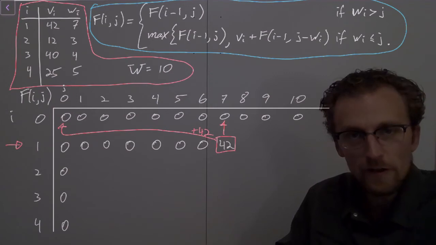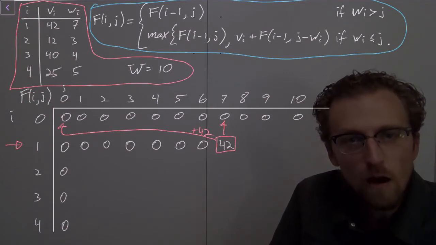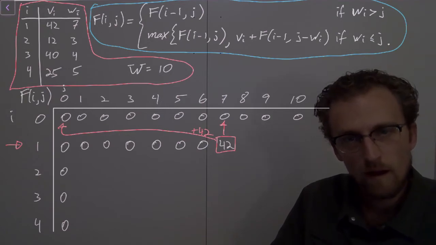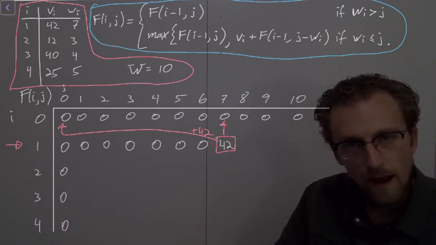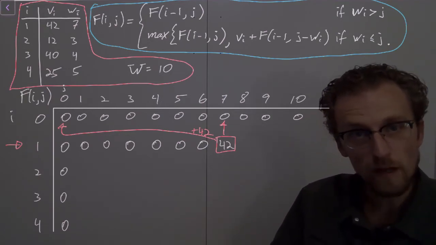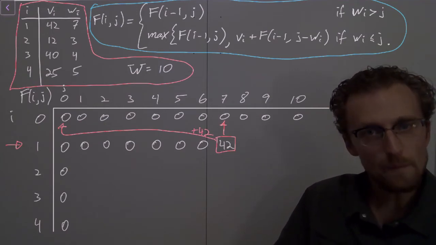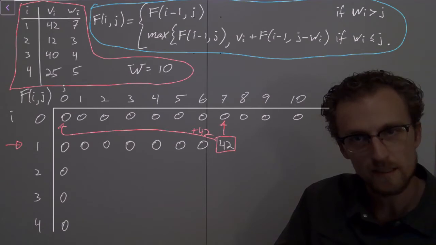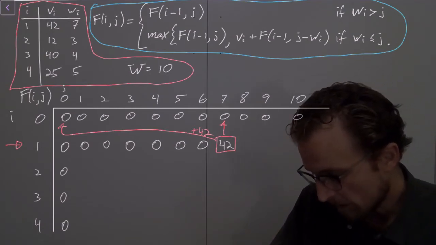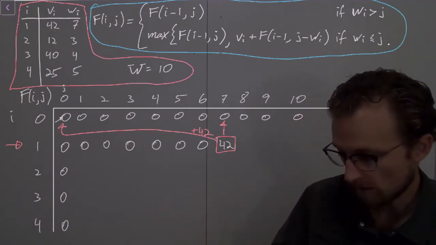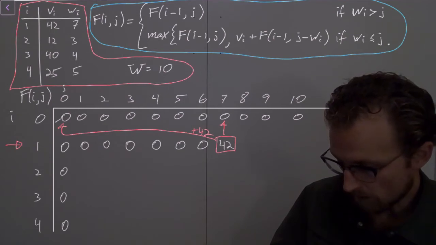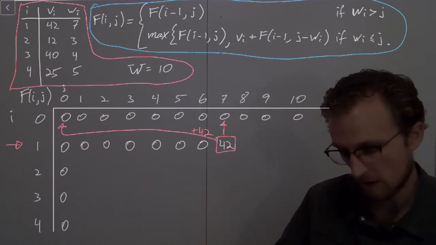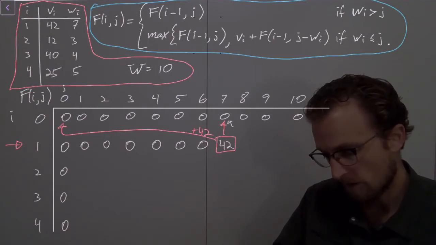We said, well, to understand the value of an optimal subset, when I can only use item 1 and the capacity is 7, I have to understand two things. One, I have to understand what would happen if 1 were in the optimal subset and then I removed it and its capacity. Well, that would take me to this 0 over here. And then I also have to understand what would happen if 1 weren't in the subset, and I said you're not allowed to use it. Well, that would take me to this 0 here.